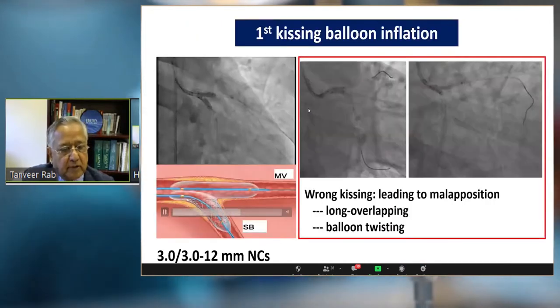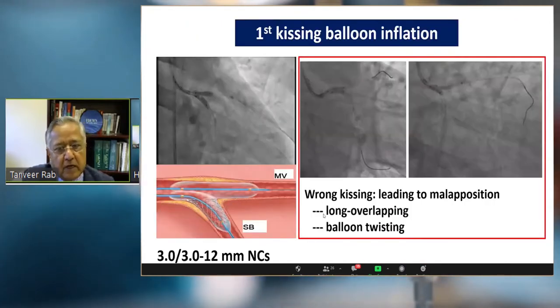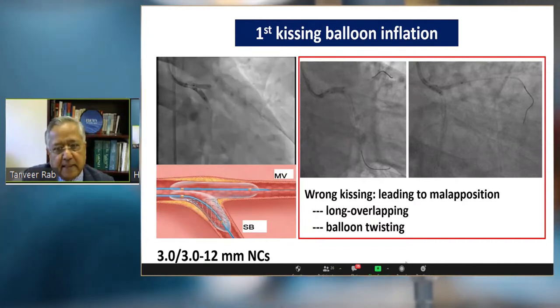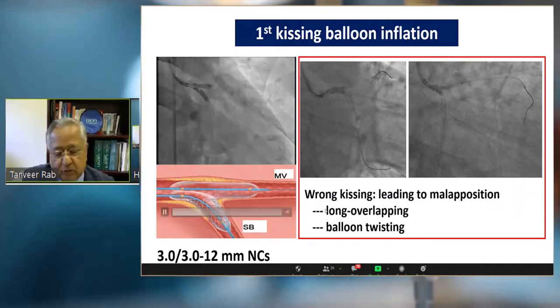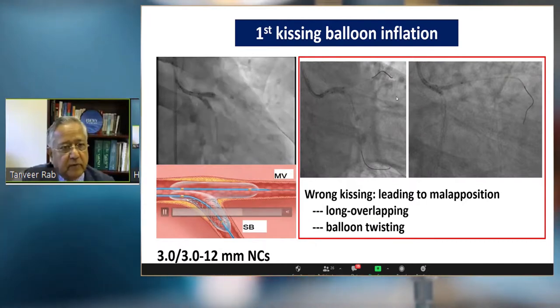You take two short 3.0 non-compliant balloons. Remember, wrong kissing technique, too far proximally, does not do a good kiss. Too far distally, there's malapposition. With both these techniques, you've got to have perfect short balloons, perfect apposition in the two branches to do the first kissing balloon inflation.